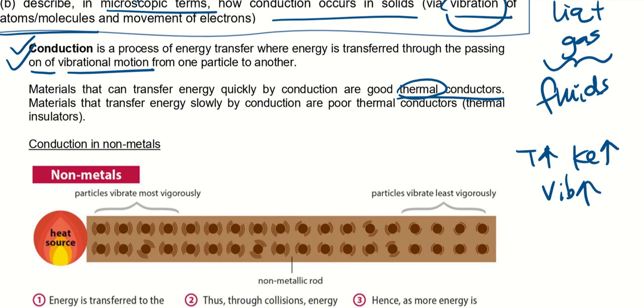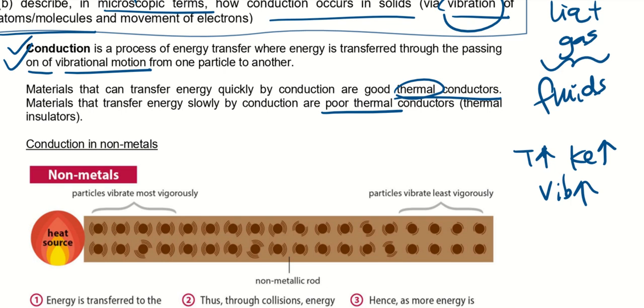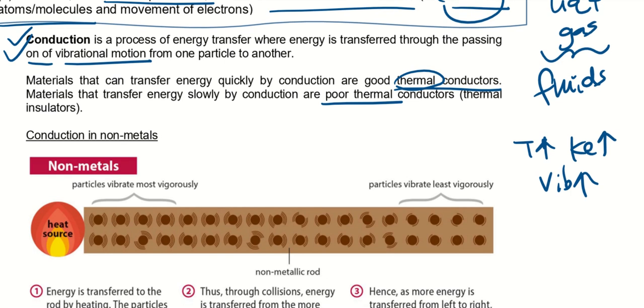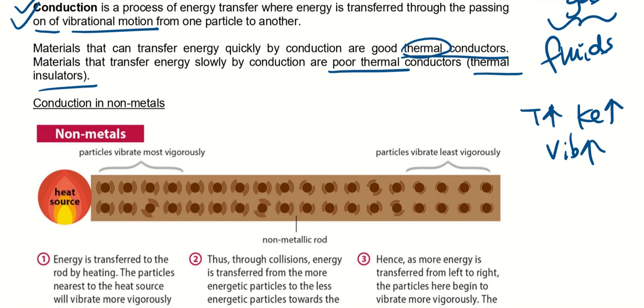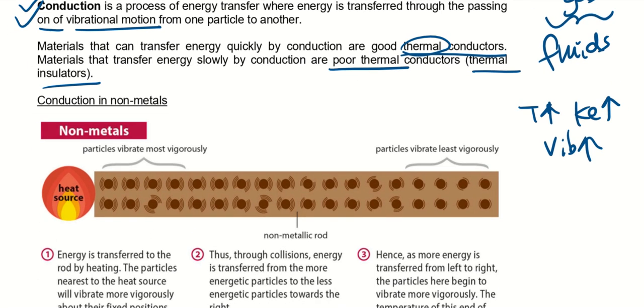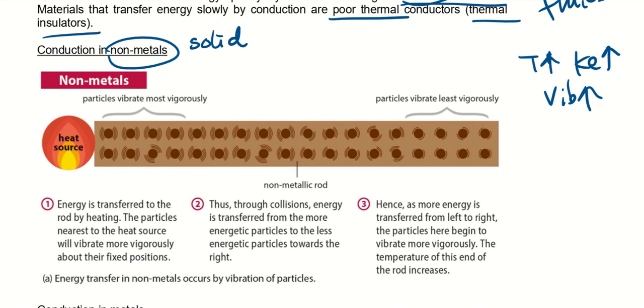Now, materials that transfer energy slowly by conduction are poor thermal conductors. We don't use the word bad, just use poor. Or sometimes we refer to them as thermal insulators. So let's look at conduction in non-metals. So we are looking at solid non-metals. So this is the process. I believe this was covered in Sec 2.